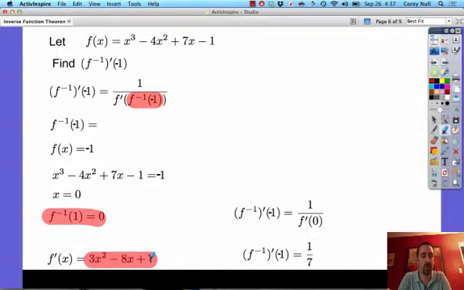Here's f prime. That's pretty easy. Finding the derivative of the original function wasn't so bad. That's 3x squared minus 8x plus 7. So all I have to do is plug a 0 into that, and I can figure out that the derivative of the inverse function of f evaluated at -1 is 1/7. Okay. All right, so that's an example of how we use it to evaluate the derivative of an inverse function at a point.